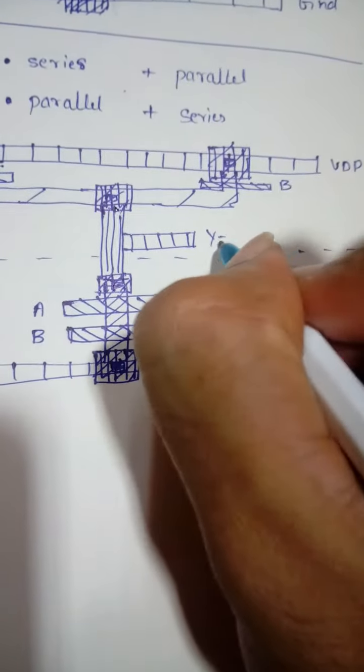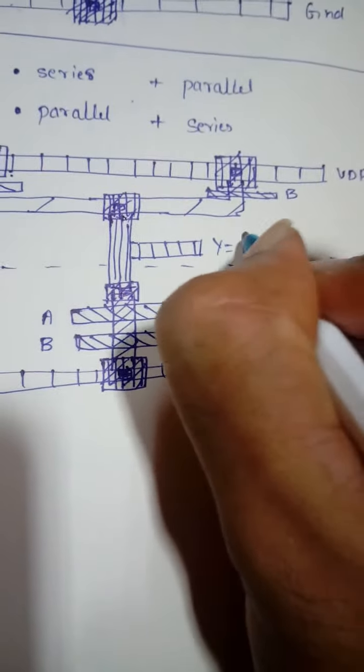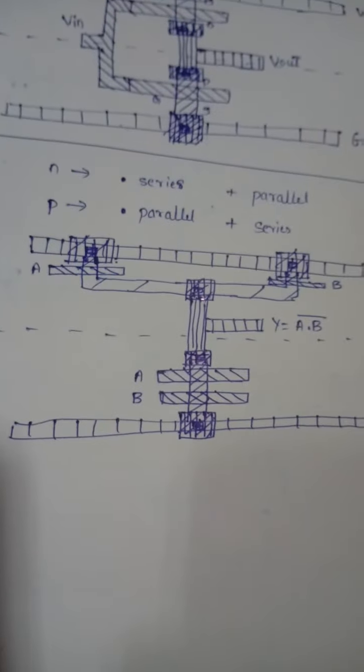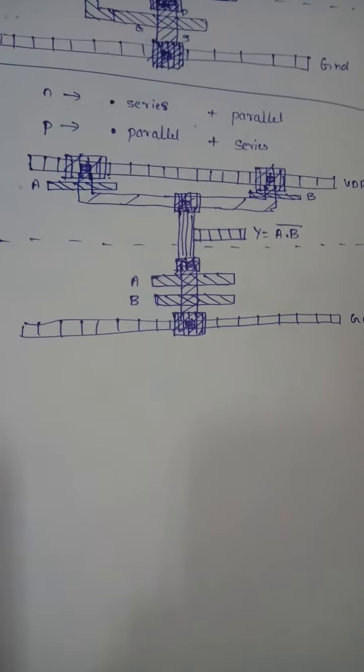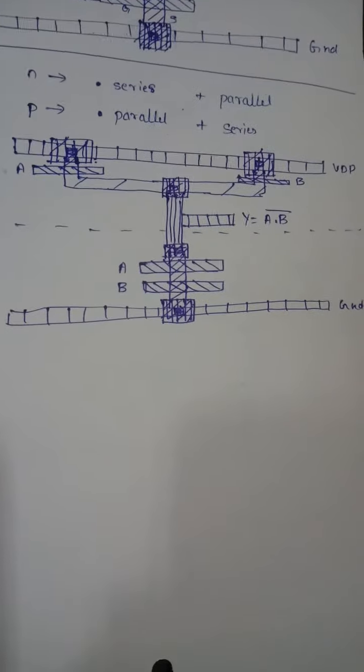So you'll get Y is equal to A dot B the whole bar. Is it clear? This is the layout for Y is equal to A dot B the whole bar, or 2-input CMOS NAND gate, and this is the corresponding circuit. Fine. Now we will design the CMOS AND gate.